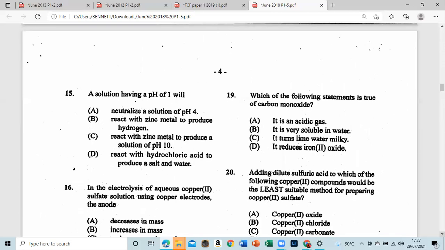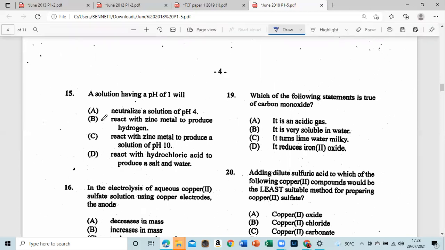On to 15. A solution having a pH of 1, is it neutralized by a solution of pH 4, react with zinc metal to produce hydrogen, or react with zinc metal to produce a solution of pH 10, or react with hydrochloric acid to produce a salt and water? Number 15 is B. Reacts with zinc metal to produce hydrogen.